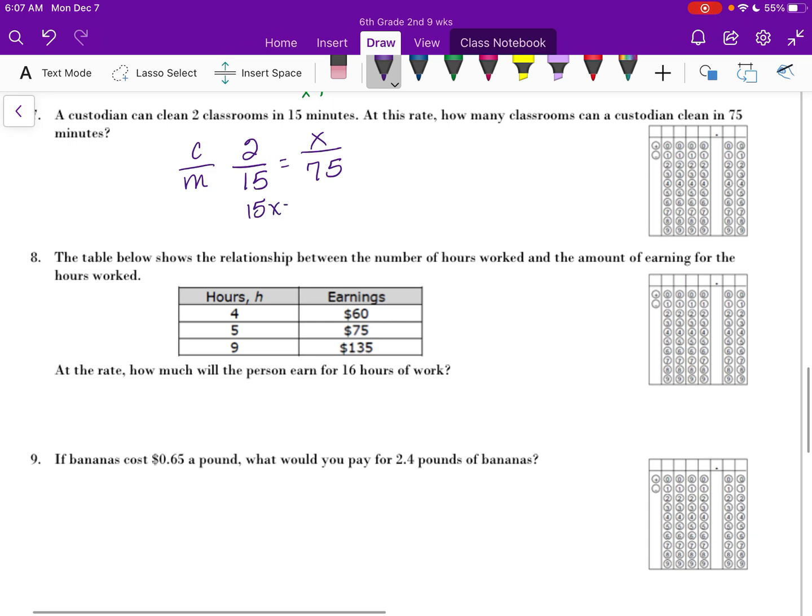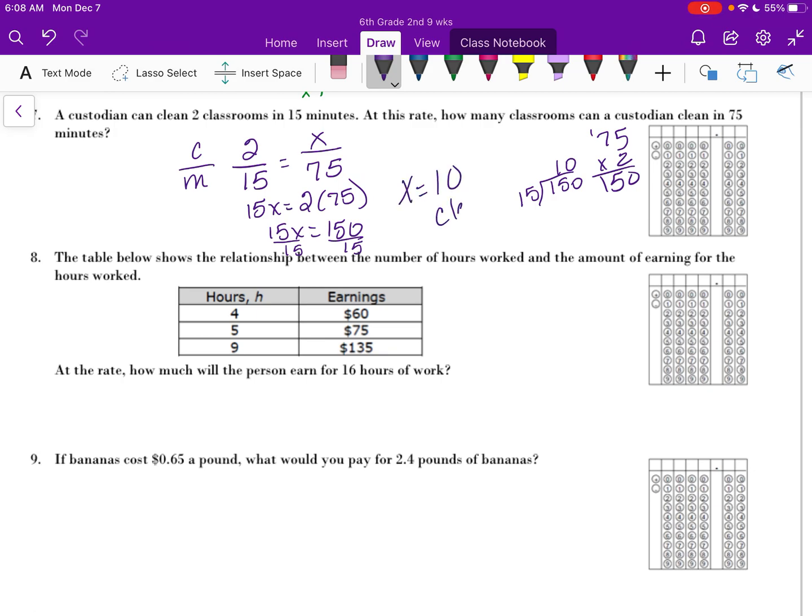So 15x equals 2 times 75. 75 times 2, I believe, is 150. Yep. Oh, that's going to be easy division. So 150 divided by 15 is 10. 10 what? 10 classrooms. Okay, if you haven't filled in your bubble, make sure you fill in your bubble. We're just practicing.